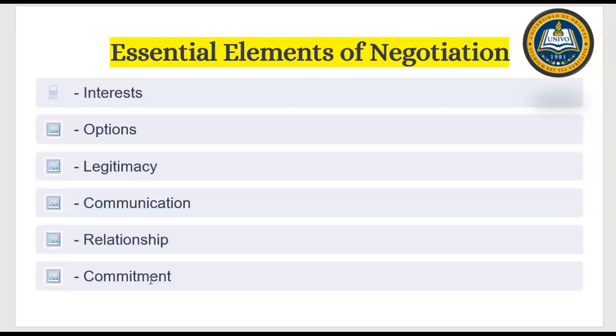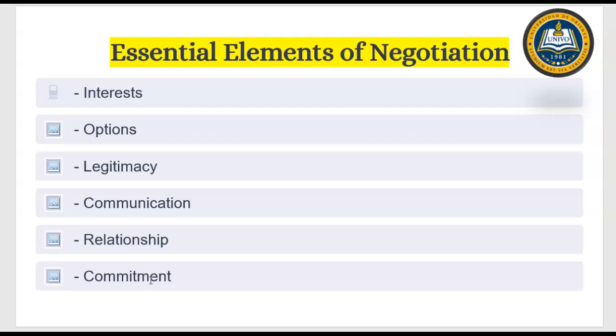So here we have a couple of essential elements of negotiation. These essential elements of negotiation are useful because they are the key. They are the beginning of the process. We have interest, options, legitimacy, communication, relationship, and commitment. It is important to keep in mind those elements because when in a negotiation, you must try to get both parties involved, negotiator and customers.